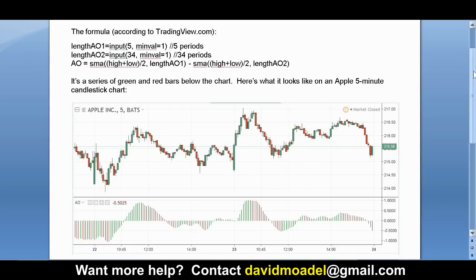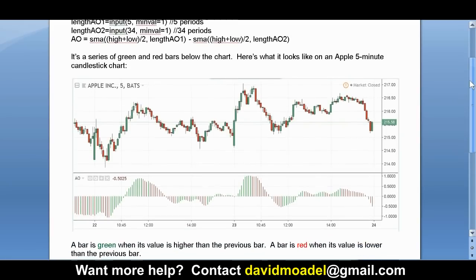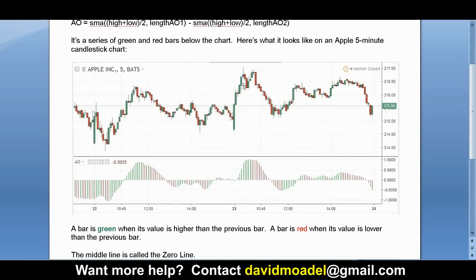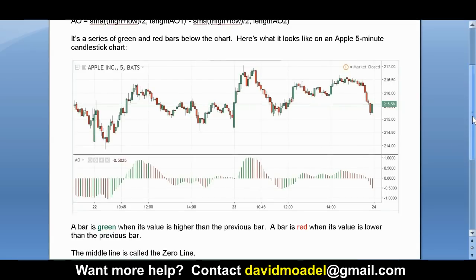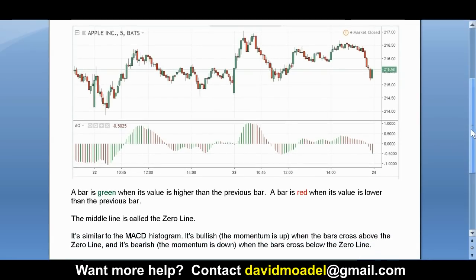So what is the Awesome Oscillator? It is a series of green and red bars. Not these things. These are the candlesticks. It's down here. It's below the chart. And again, this is from tradingview.com. I want to give them credit. So it's a series of green and red bars below the chart. And here's what it looks like on an Apple 5-minute candlestick chart. But it doesn't have to be for the 5-minute chart. Swing traders can use it for the daily candlestick chart, whatever you like. All right, so here's what it looks like, and let's talk about it.